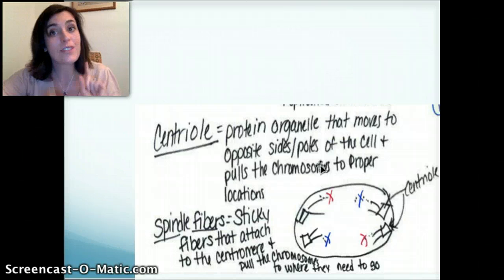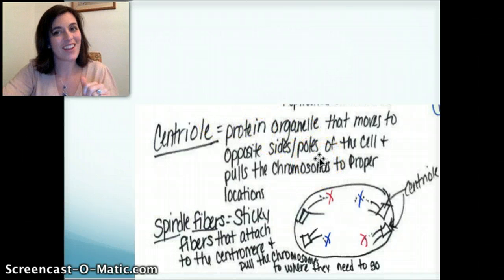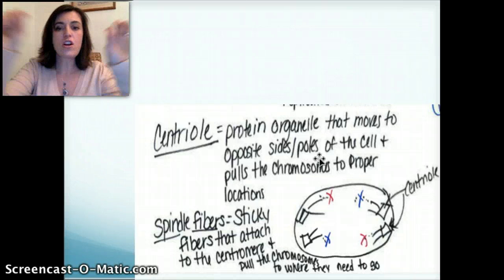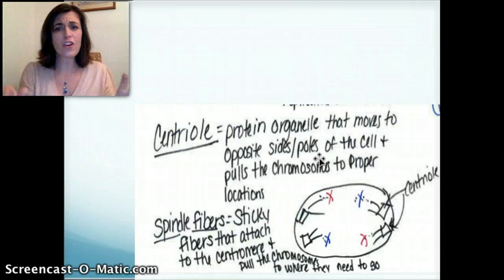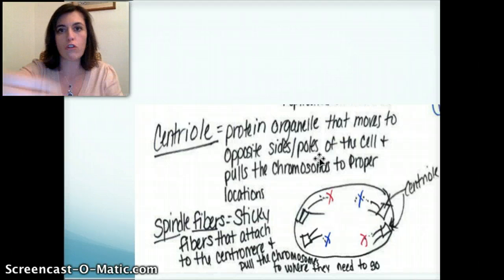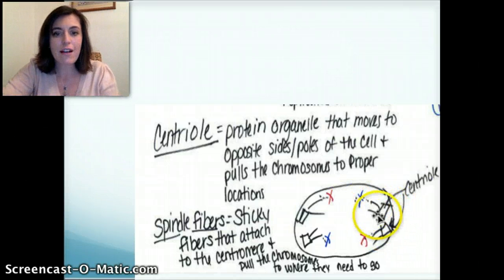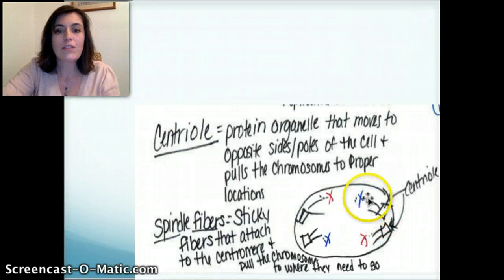So don't confuse it with centromere. Centriole goes to the poles. I've got some ways to remember it. Okay, so they're going to go to the edges of the pole. They have these really cool things that stick out and shoot out fibers that are going to grab on to those centromeres and pull those chromosomes where they need to go. You can see here in our drawing we have these centrioles, and they're shooting out spindle fibers that will latch on to those centromeres.